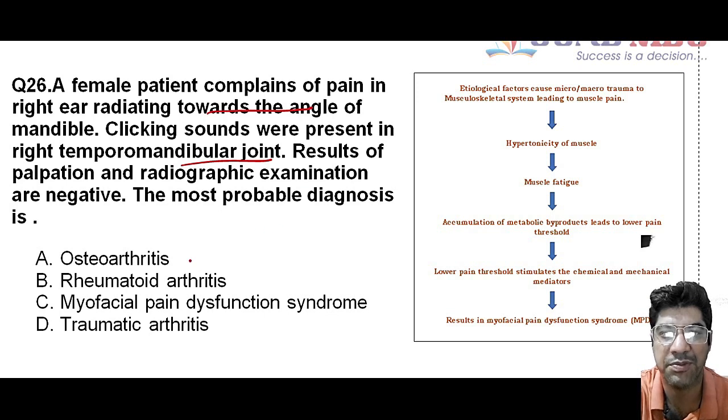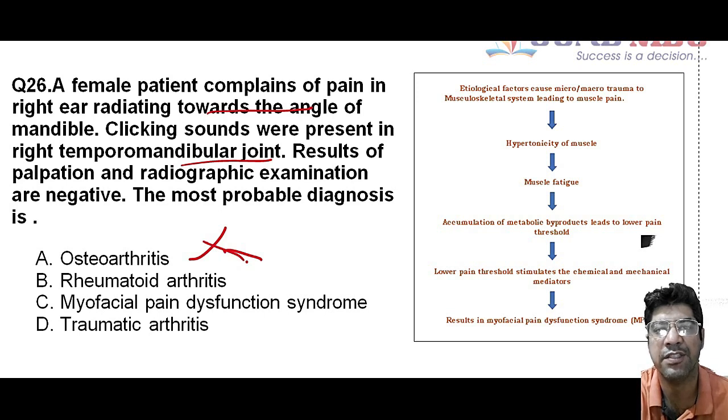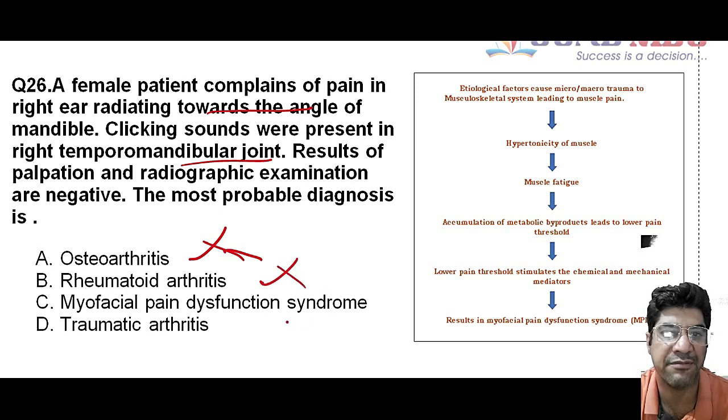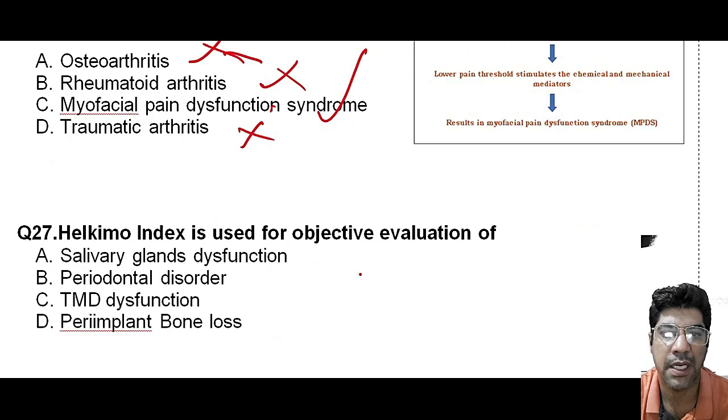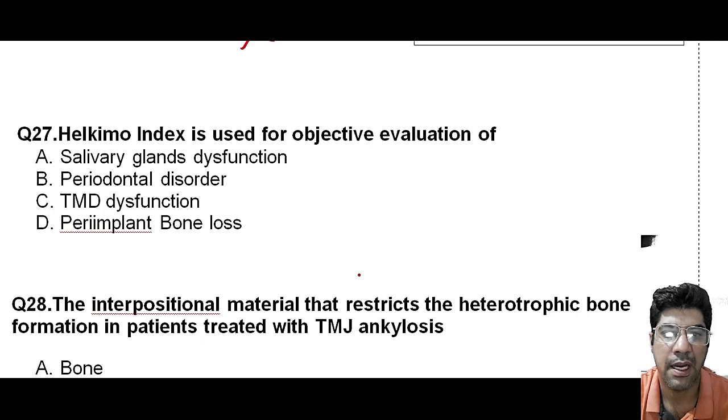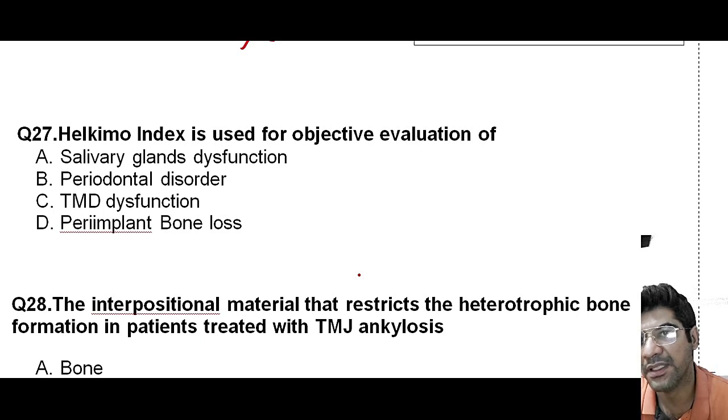Osteoarthritis of the TMJ may cause pain and limited jaw movement but involves radiographic changes, like joint space narrowing and bone changes, that are not mentioned in this case. So that's not the answer. Rheumatoid arthritis can affect the TMJ and cause pain and dysfunction, but it is usually associated with other systemic symptoms. Traumatic arthritis occurs after a specific injury to the TMJ. It can cause pain and dysfunction, and it has a traumatic event associated with it. So the answer is C.